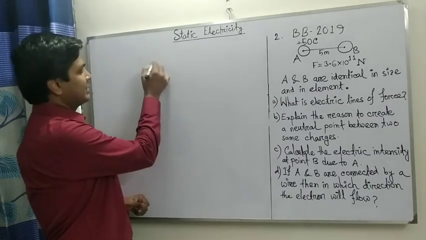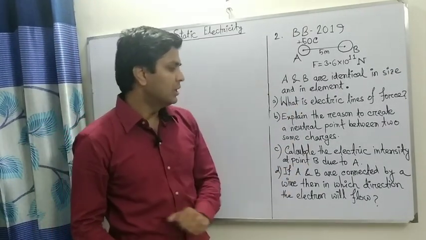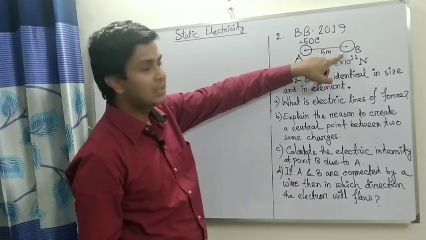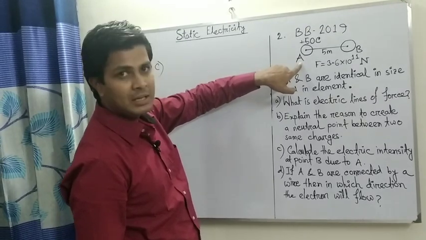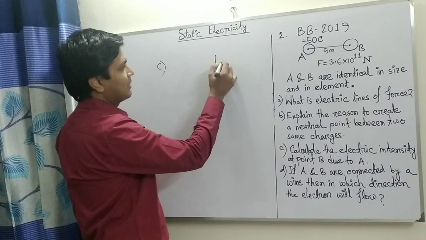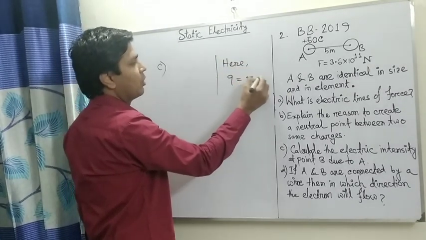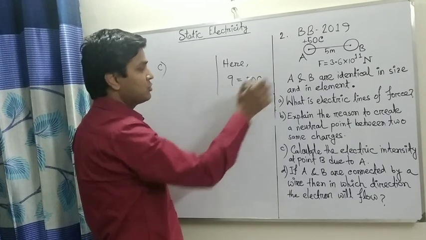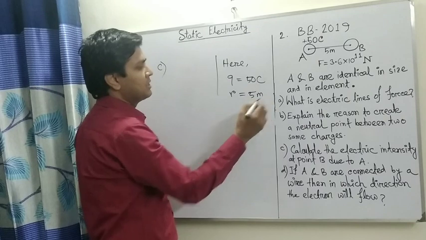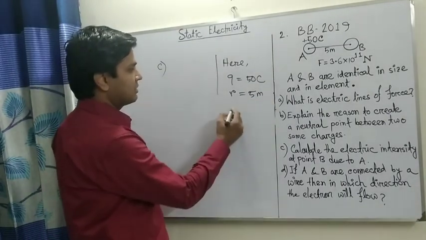The question is: calculate the electric intensity at point B due to A. That means we have to calculate the electric intensity at point B due to the charge A. We have the charge A is 50 coulomb, and the distance between A and B is given as 5 meter, and we have to calculate the electric intensity E.